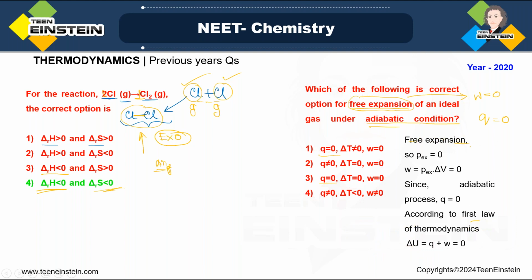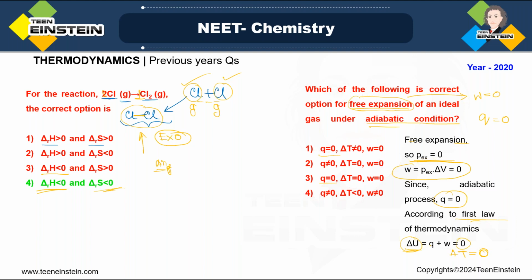So here you can see the logic. As it is free expansion, there is no pressure applied, external pressure is 0. So W is always 0. Next thing is it is adiabatic, so Q is also 0. The third step is that you have to apply the first law of thermodynamics, because now you can get the value of del U, which is required to decide whether the process is isothermal or not. So now you can finally say that del T is 0 because del U is 0.